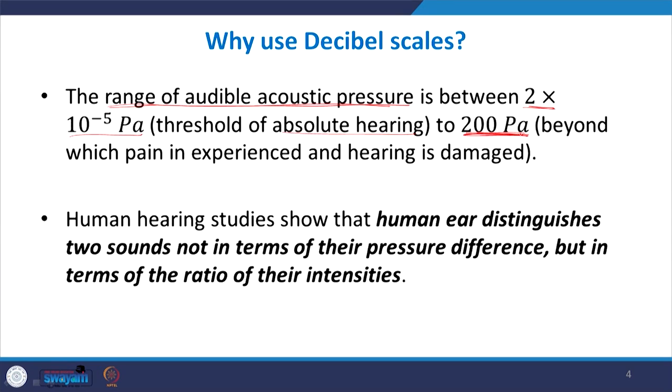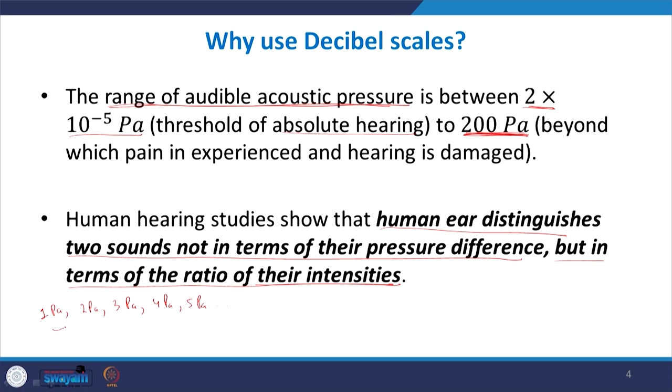The second fact we know, from human hearing studies, is that the human ear distinguishes two sounds not in terms of their pressure difference, but in terms of the ratio of their intensities. Suppose we give a human sounds of 1 pascal, 2 pascals, 3 pascals, 4 pascals, 5 pascals and so on. If we expose them one by one to 5-6 different sounds on a linear scale of pressure, the human ear may not be able to distinguish them so well. It may be able to distinguish these sounds, but to a human ear this difference will not be the same. It will not sound as distinguishable.